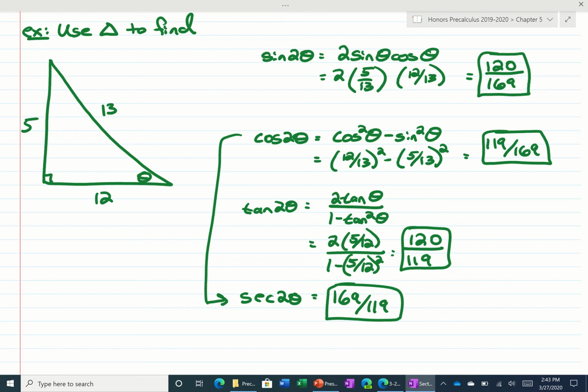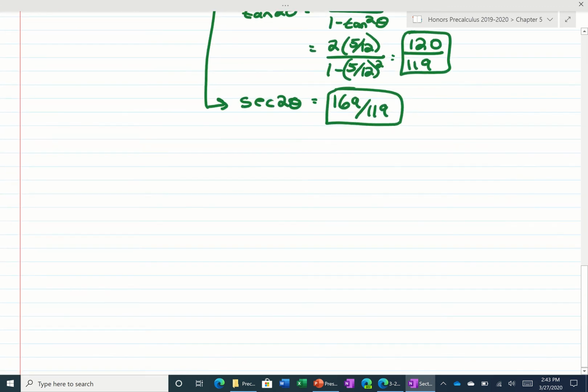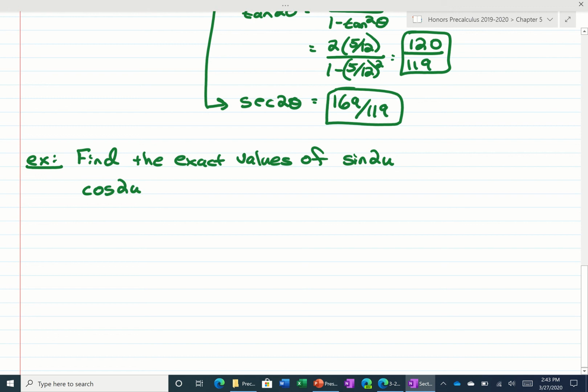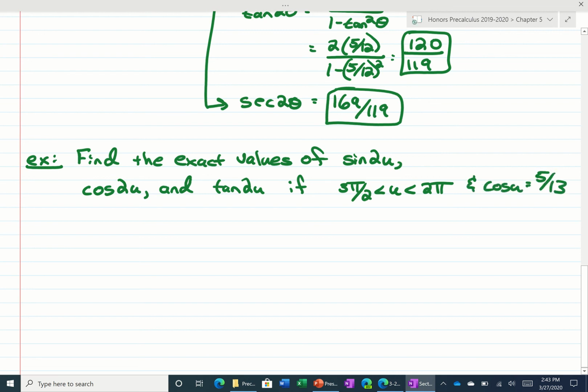All right, so I have one other type of example for you. Find the exact values of sine of 2u, cosine of 2u, and the tangent of 2u if u is between 3 pi over 2 and 2 pi, and the cosine of u is 5 over 13. So we have a lot of information.